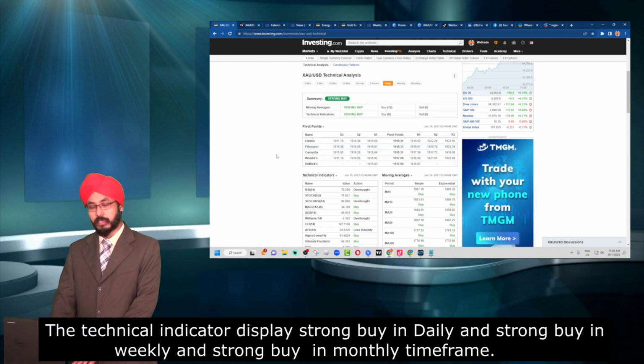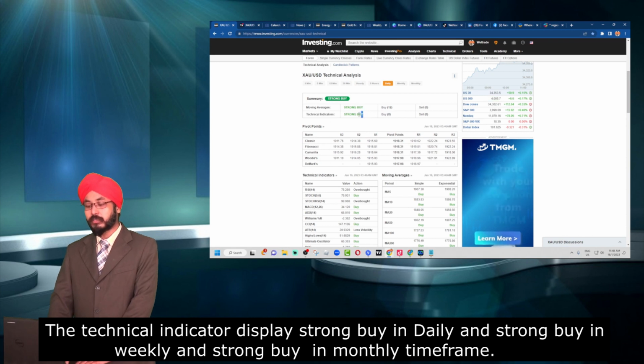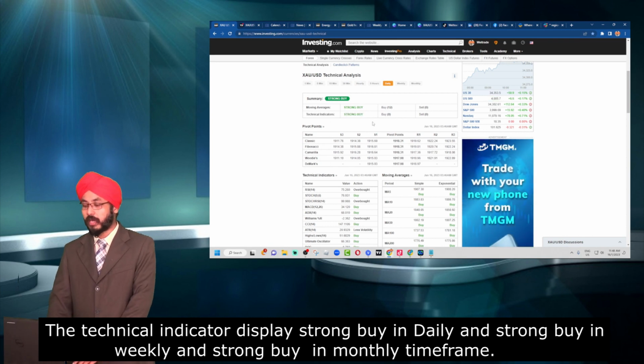As we are able to see here, our technical indicators are indicating a strong buy. And we have to check with our weekly and also our monthly. As we are able to see for our weekly, we also have a strong buy. And for our monthly, it is also indicating a strong buy as well.